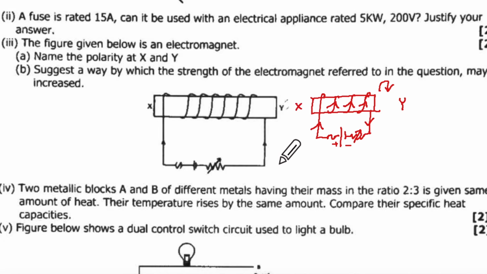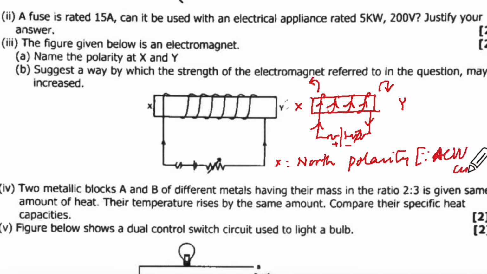So what you will say, X will be anti-clockwise, correct? It is going this way. Anti-clockwise, therefore north. Yeah, so right over there, north polarity, and right over there since anti-clockwise current, and Y will be south, put ditto marks, and since clockwise current. Which rule have we used? Clock rule.